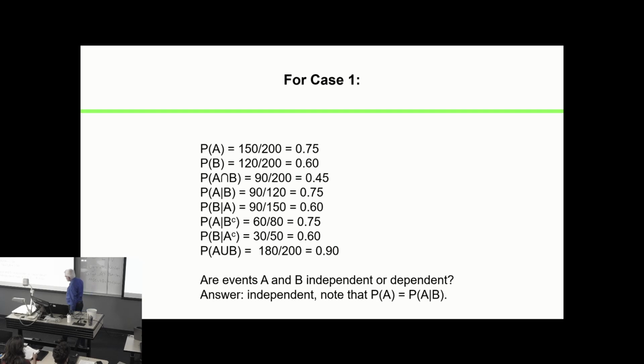Now, a question: are A and B independent or dependent? They are independent because the probability of A is equal to the probability of A given B. B gave no information about A. So we're going to spend a little more time on this at a future time.